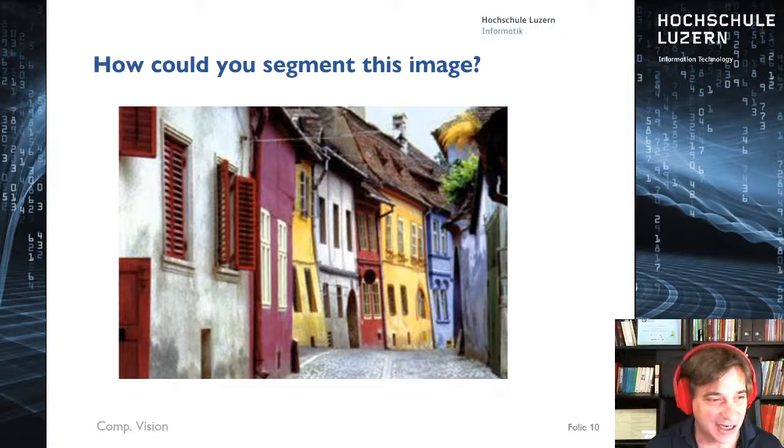So maybe for a bit more complicated image here, some houses, and let's assume we would like to count how many houses there are here. We have obviously color, so we could probably use color to cluster them and then detect how many houses we have here.